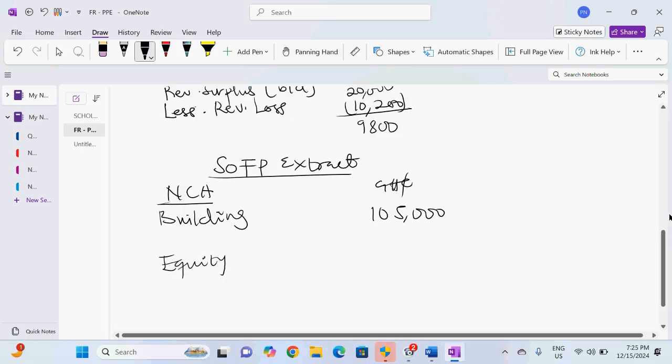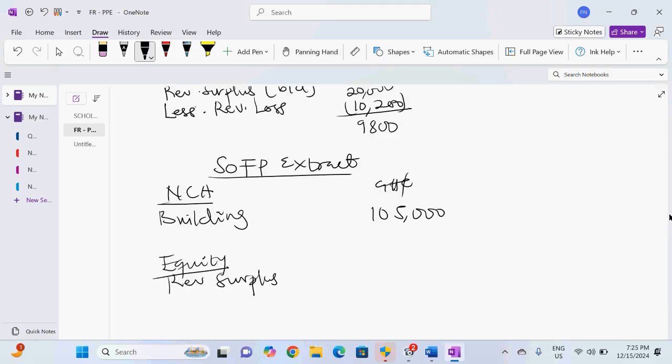Equity. What will be the equity? The revaluation surplus will also go to equity. So what is the surplus remaining? The surplus remaining was 9,800. That one will go to equity. So that is it for the extract.